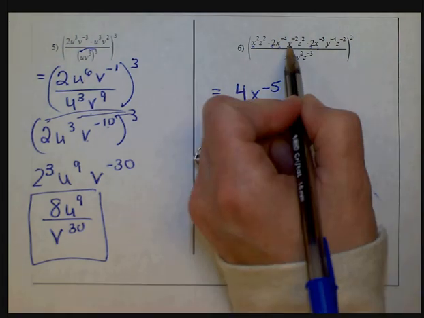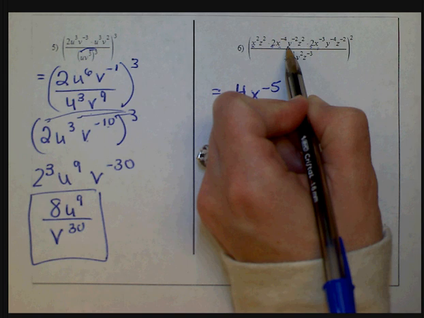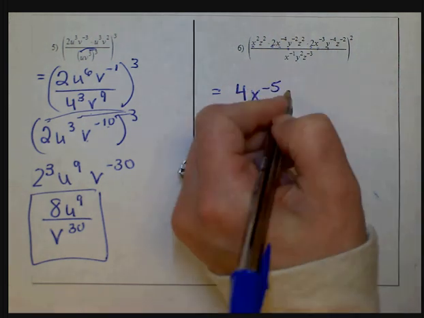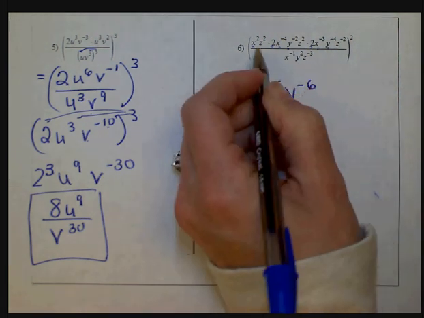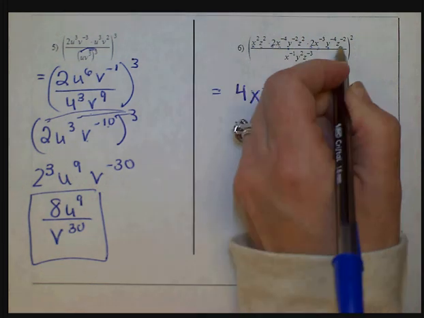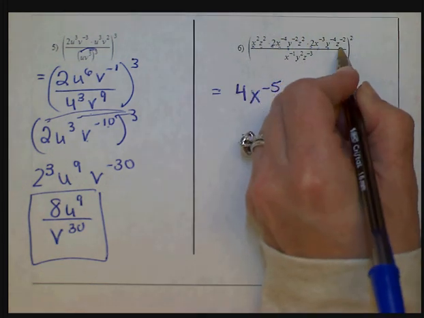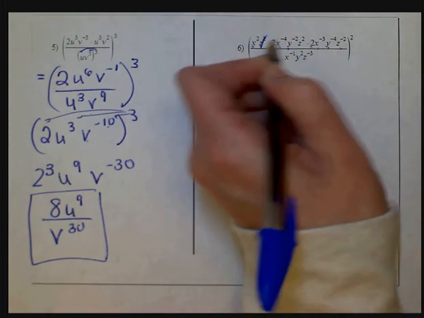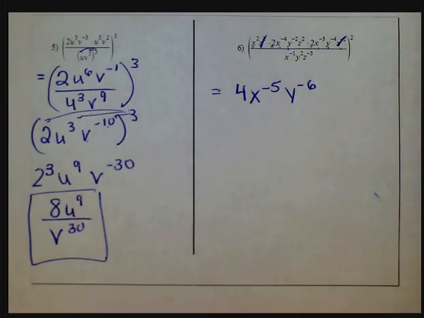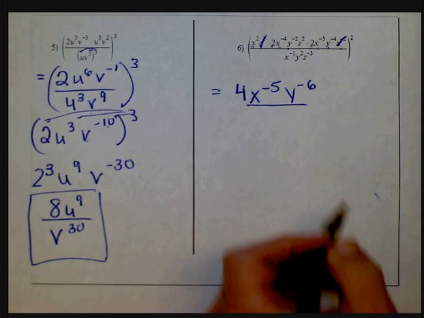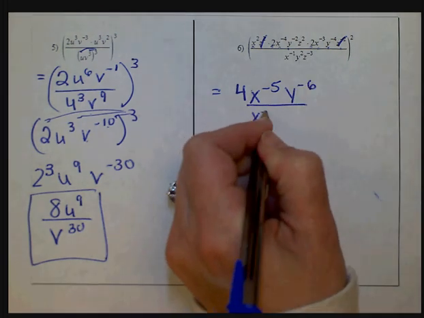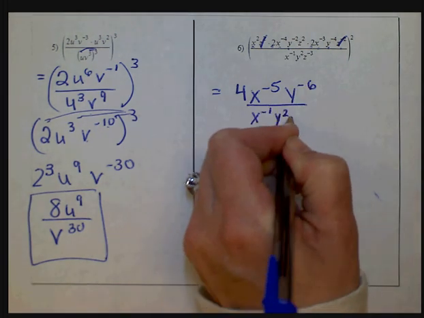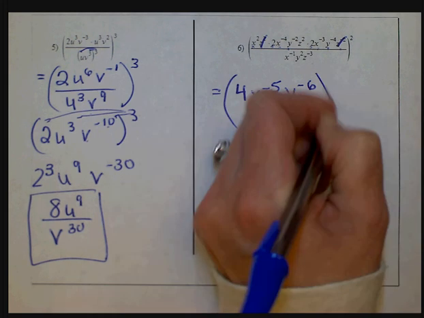I look for y's. I have a y to the negative 2, and I have a y to the negative 4, so that gives me y to the negative 6. And I have z squared and z to the negative 2. When I add 2 plus negative 2, that gives me z to the 0, so these two just cancel out and go away. So on the top, I'm left with 4, x to the negative 5, y to the negative 6. Now I'm ready to simplify my bottom, and I see there's nothing there to combine. So I raise all that to the second power.